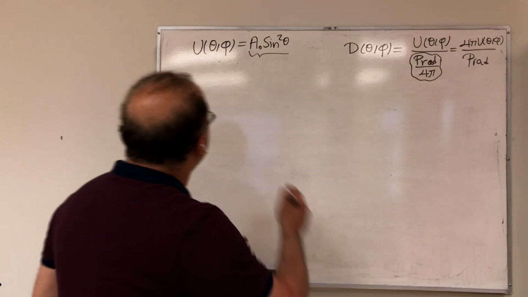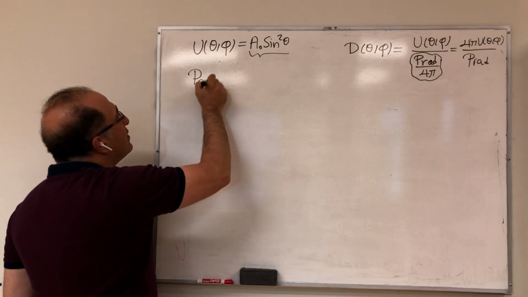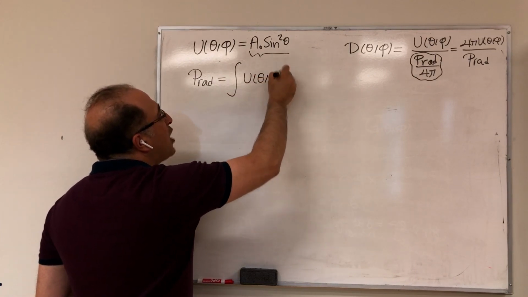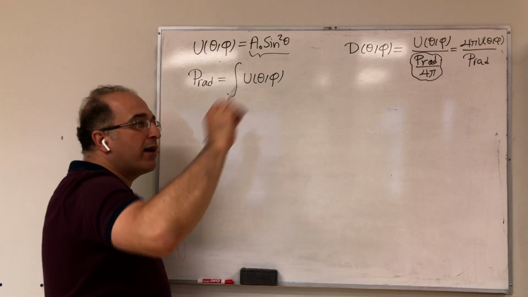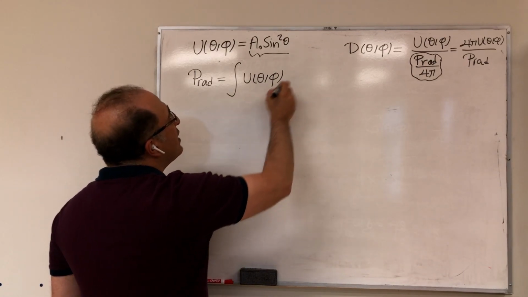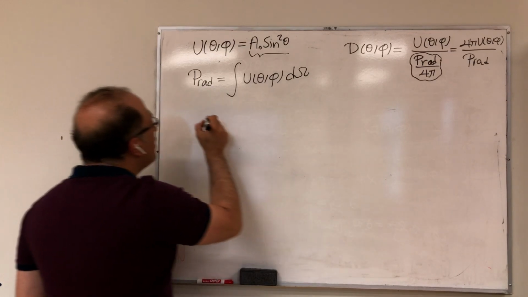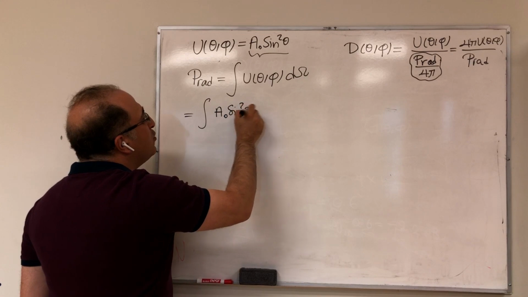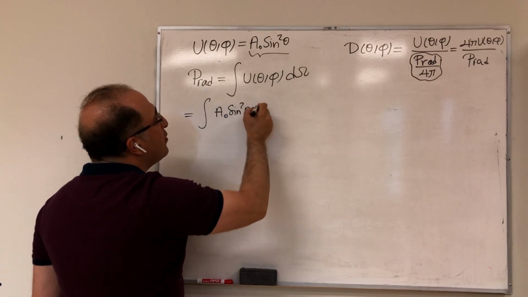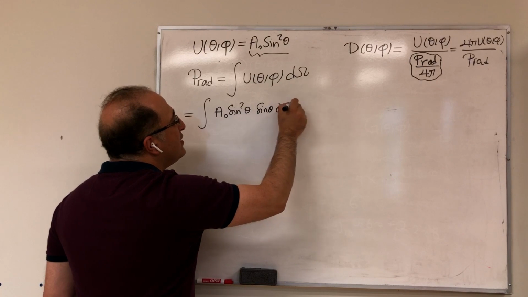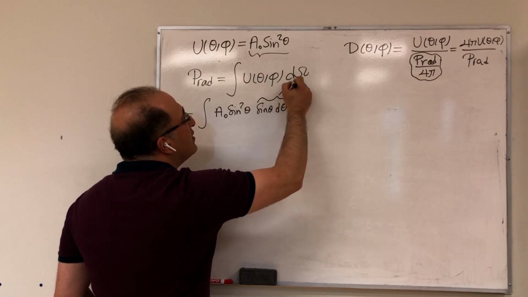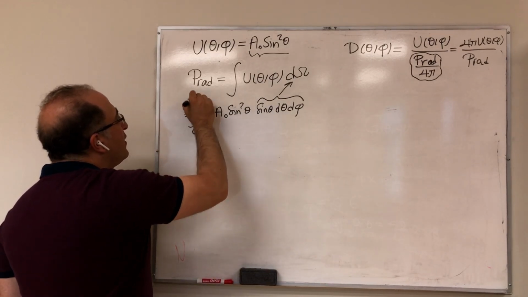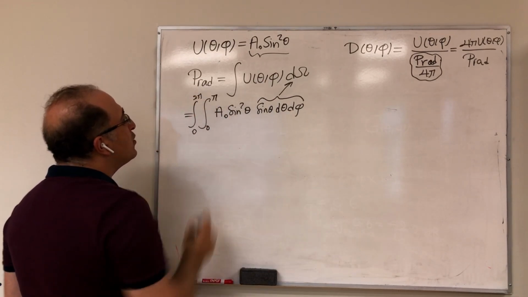How do I find that? So I'm just going to say P rad is equal to, if you remember, you need to sum up the power in all the cones around the antenna, which is the integration of U(theta, phi) over d omega, which is going to be a naught sine squared theta, and then d omega is sine theta d theta d phi. So this is your d omega. And remember, phi goes from 0 to 2 pi, and theta goes from 0 to pi.